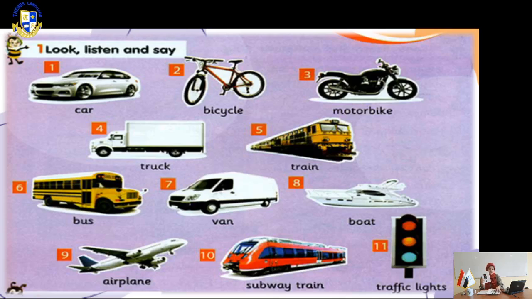Of course, all of us know the traffic lights. The red light means stop. The yellow one means get ready. And the green one means go. All of those pictures are called transportation means. All of those vehicles are helping us to move from one place to another place.